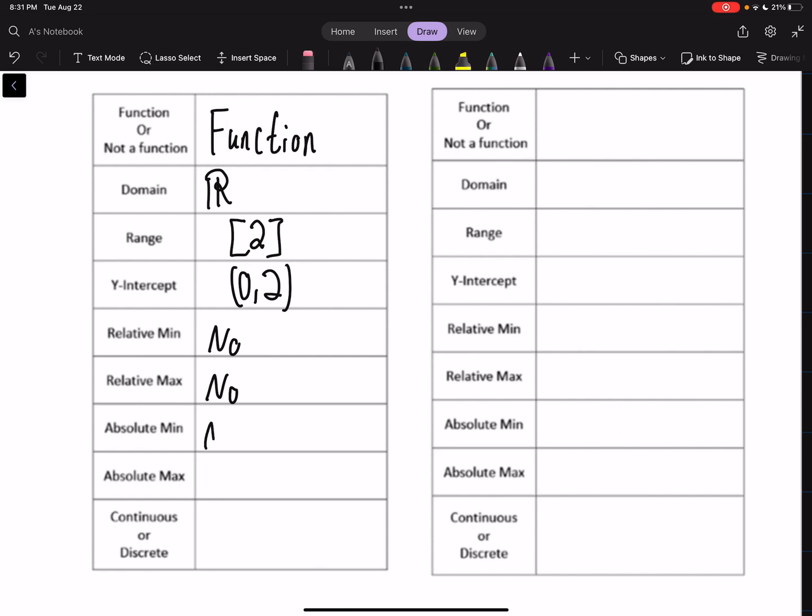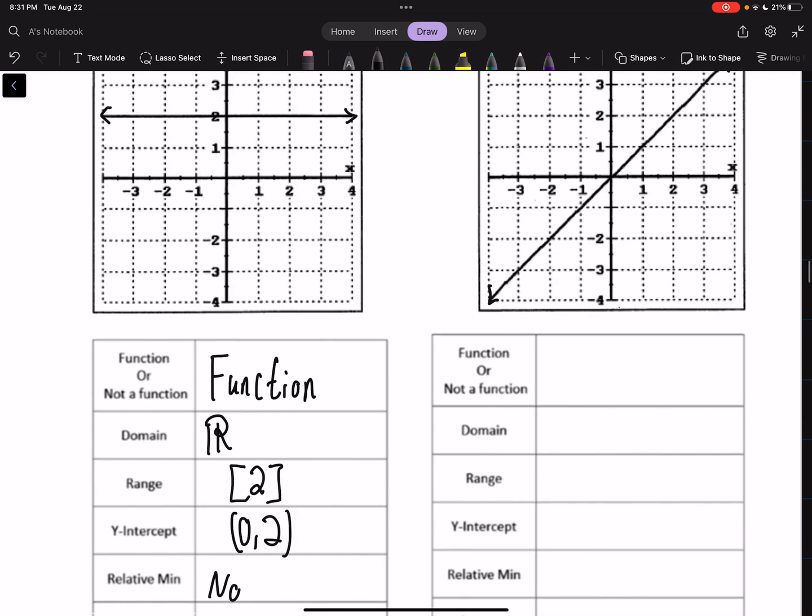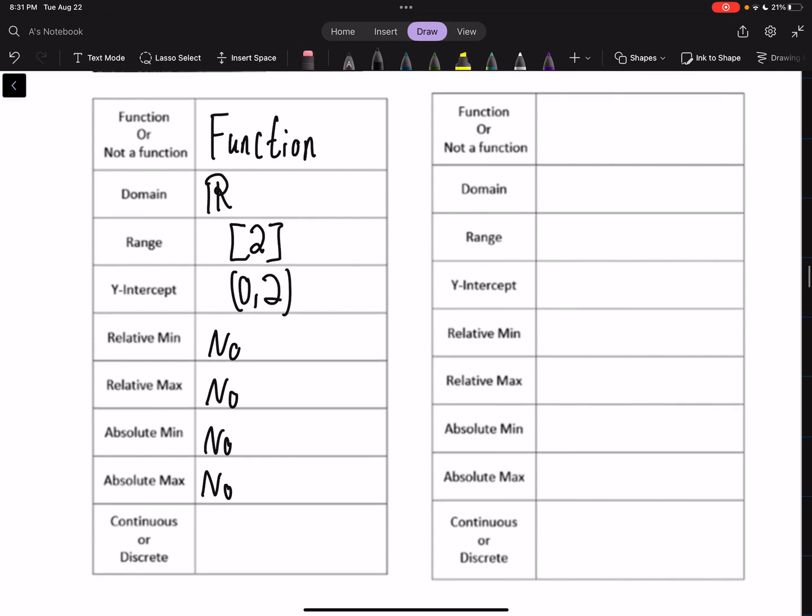Okay, some people say there is not an absolute max or min. I will accept this answer because it is steady, it's constant. However, if it is constant, I will also accept if you say 2 is the min and 2 is the max, because that is true. It's never going above 2, it's never going below 2. It is just a function of 2. Okay?